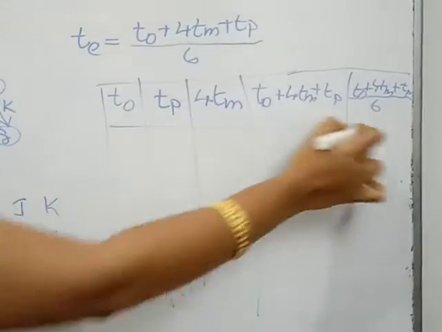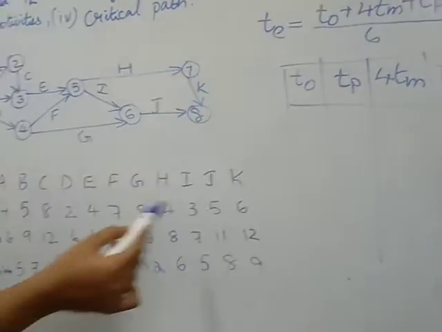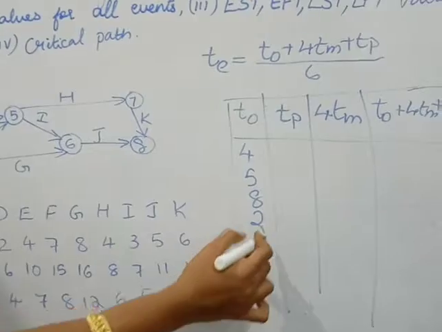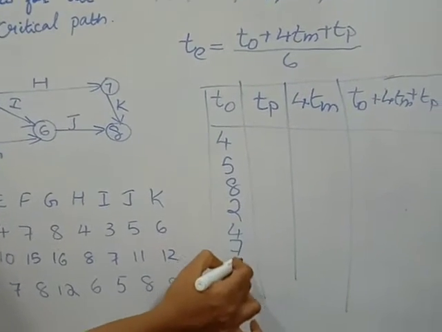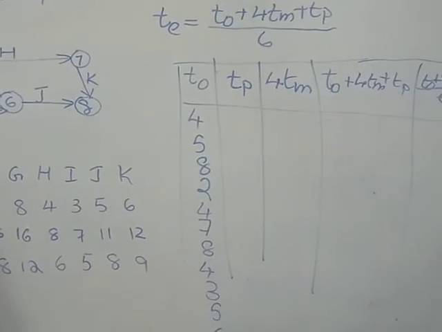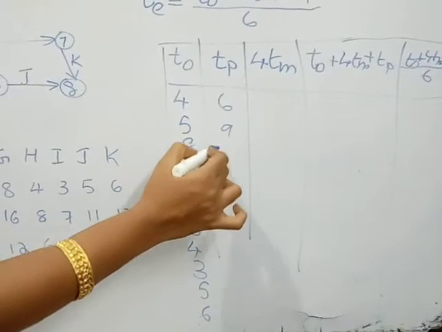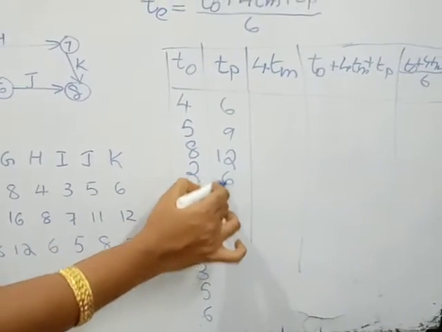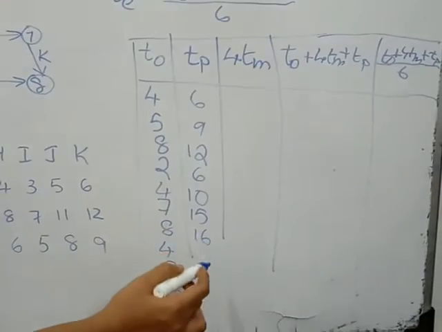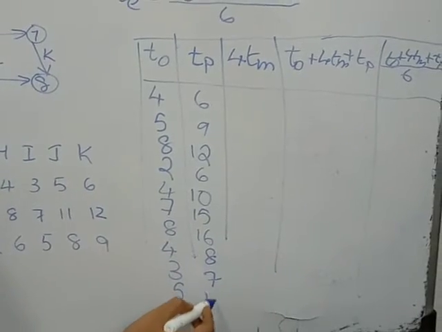So you just copy the TO and TP from the given question. Least time is TO, optimistic time. So just copy it: 4, 5, 8, 2, 4, 7, 8, 4, 3, 5, 6. And the greatest time is what? Pessimistic: 6, 9, 12, 6, 10, 15, 16, 8, 7, and 11 and 12.